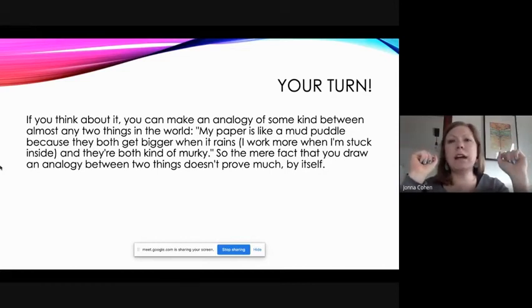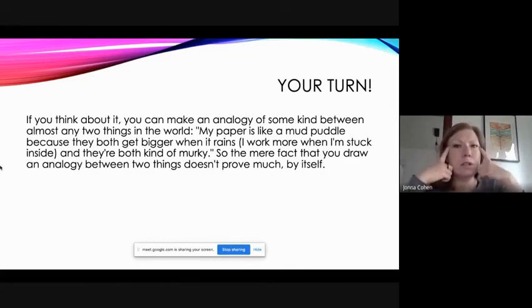Those two things are not alike, but they have something in common. So put on your green caps, your creativity hats, pause the video. You have 2 minutes to write a false analogy on your note card. Go.